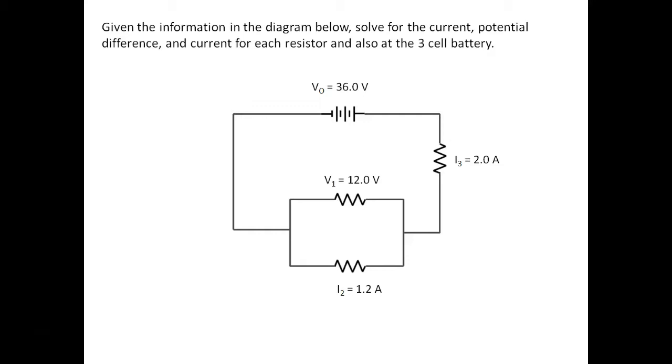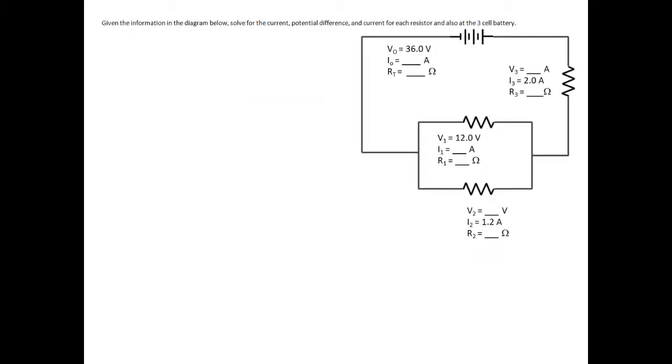And we're going to have to look at them together and look at a variety of different features. So like we did before, our first thing to do always is to write down our givens and label each of the entities in our circuit. This will help us to keep our values straight.